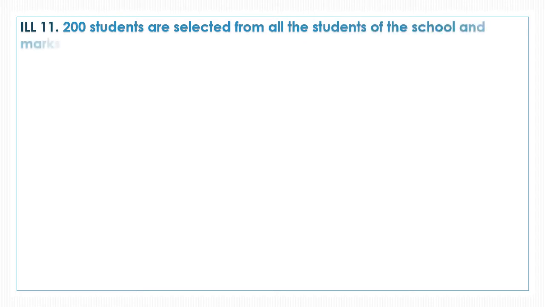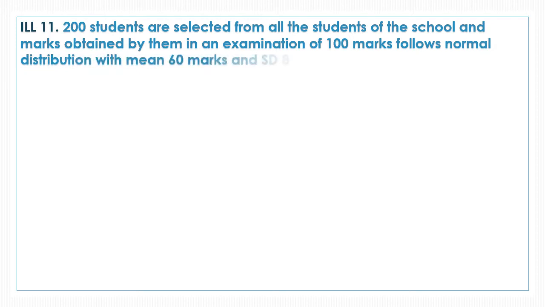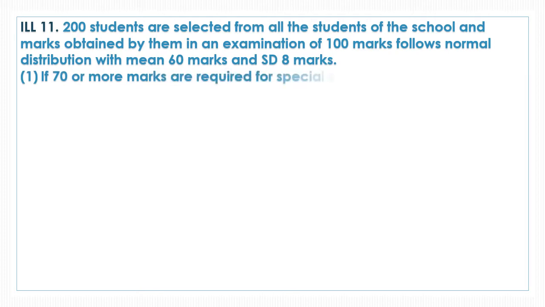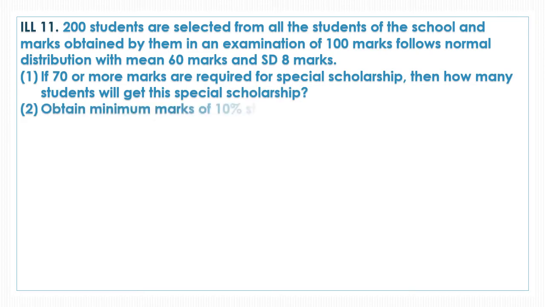Illustration 11. Now 200 students are selected from all the students of the school, and their marks obtained in an examination of 100 marks follow normal distribution with mean marks as 60 and standard deviation of marks as 8. We have to calculate, if 70 or more marks are required for a special scholarship, how many students will get this special scholarship. Now this is a bit different question from whatever sums we have done till now, and this is to obtain the minimum marks of the 10% of students getting maximum marks.